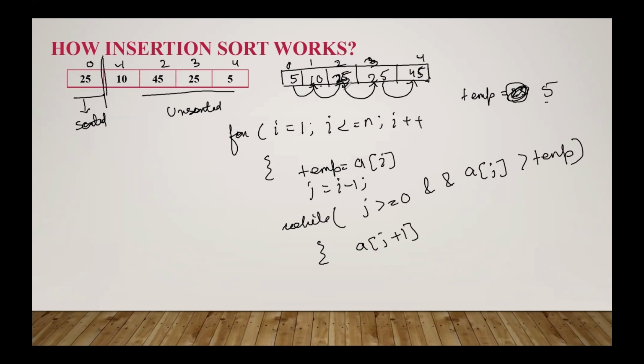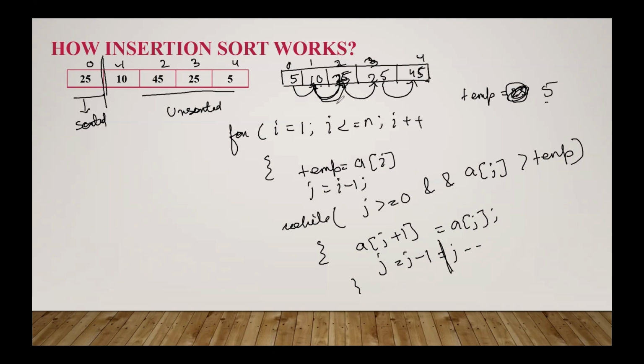If it is true, then we have to move the one element to this place. If it is j, then it is j plus 1. So a[j+1] equal to a[j]. Then in each and every iteration we have to move to the previous way, means 2 to 1, 1 to 0, 3 to 4. So j equal to j minus 1, or we can write it as j minus 1. Both are the same thing.